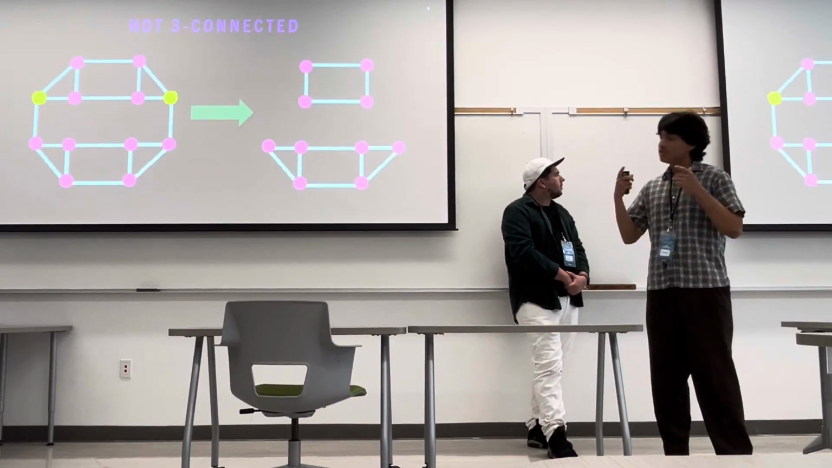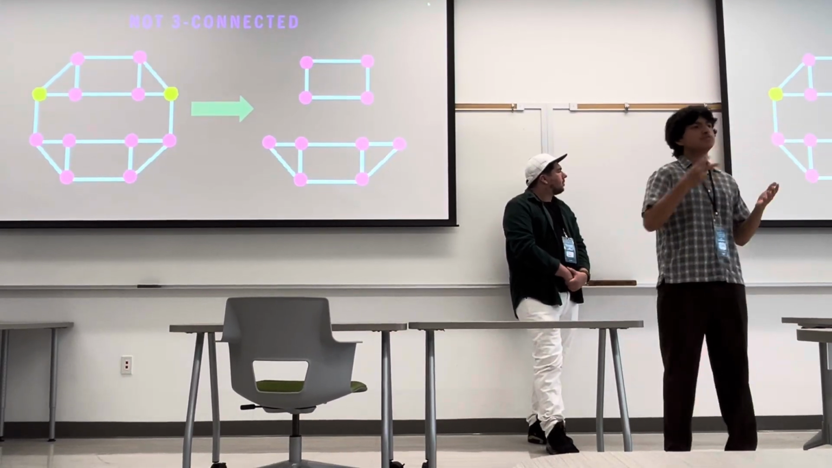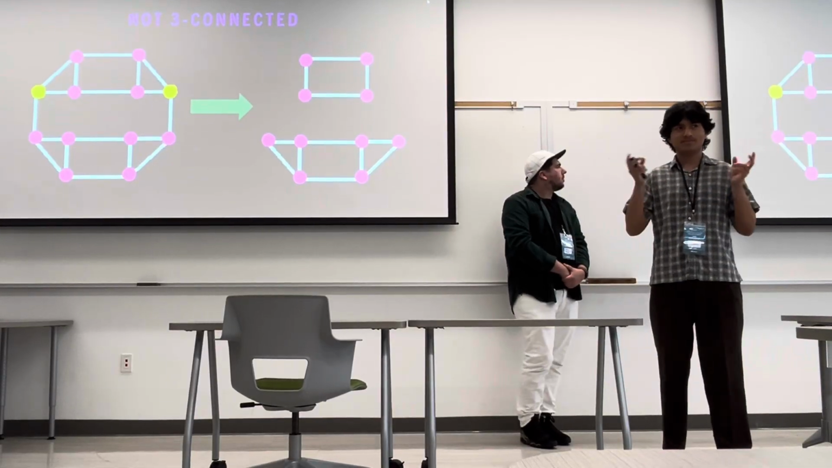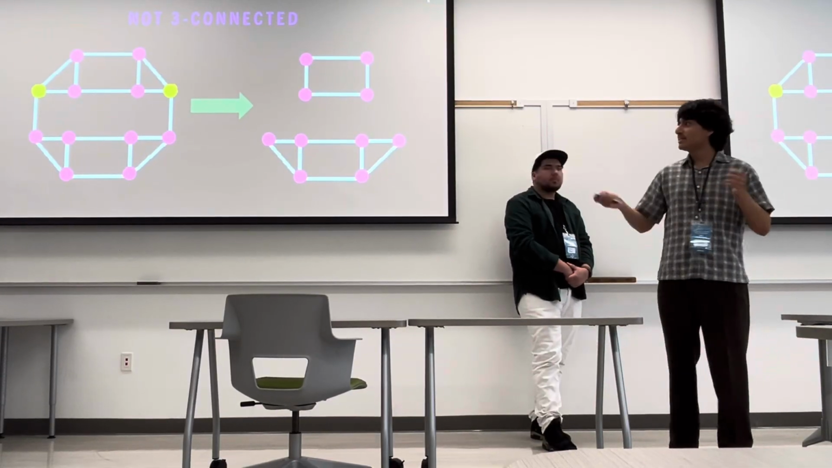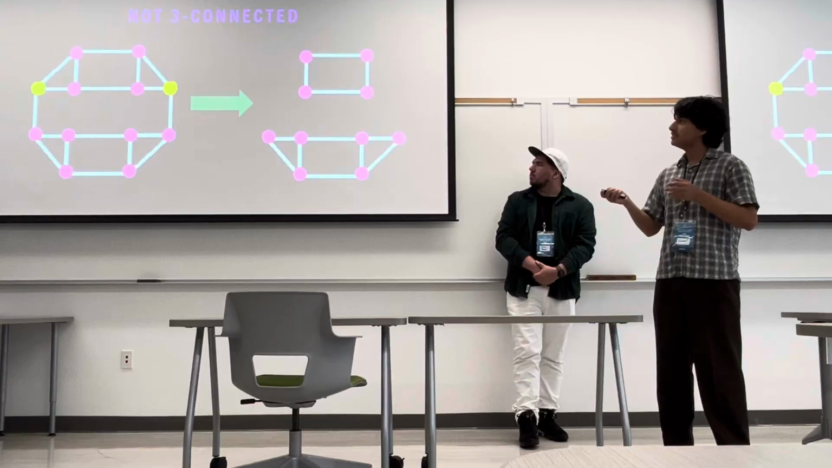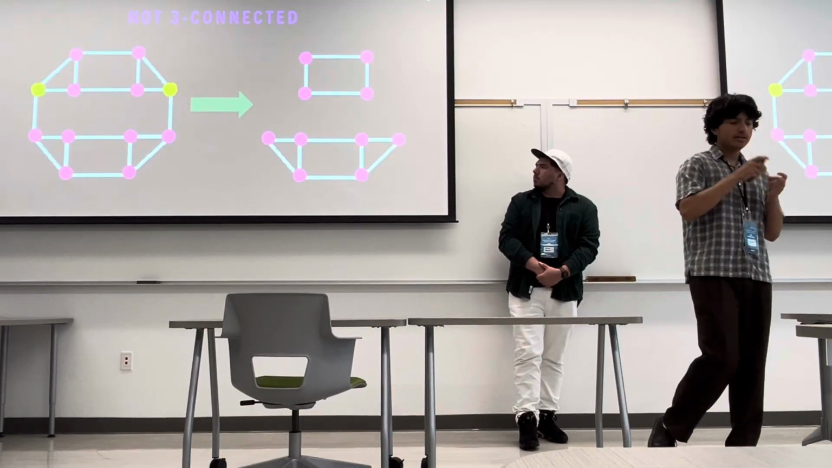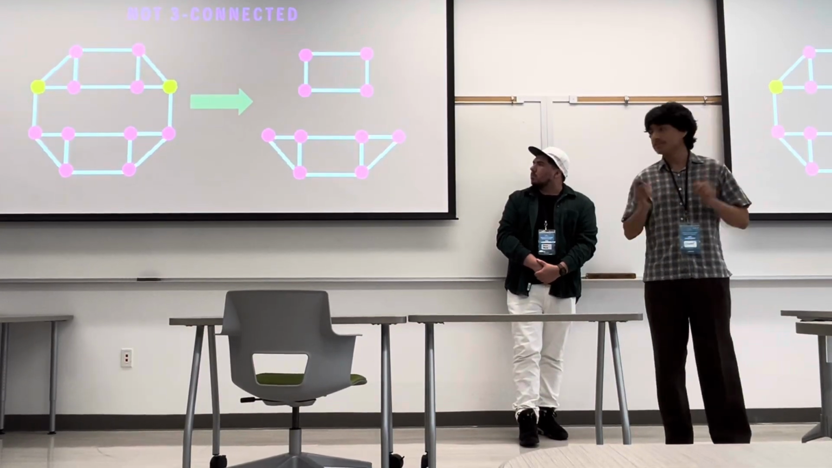And then to be 3 connected, you want to be able to remove 2 vertices without the whole graph disconnecting. So this is not 3 connected, because if I remove these 2 vertices, the whole graph disconnects. So we don't want that in our graphs either.